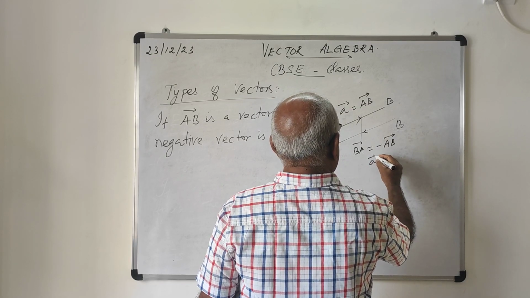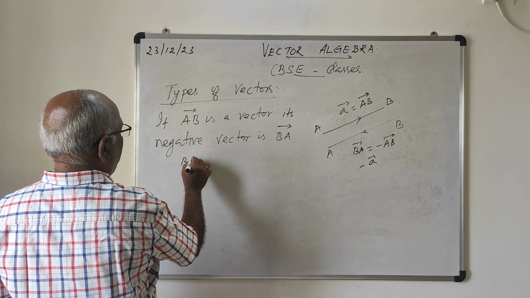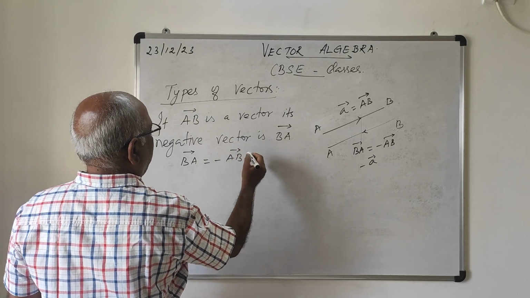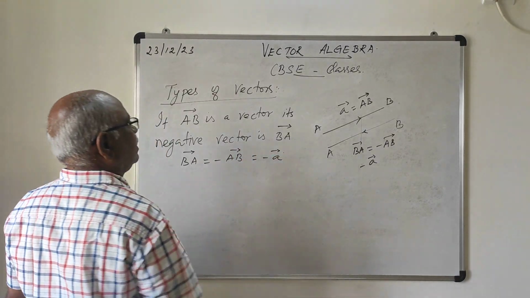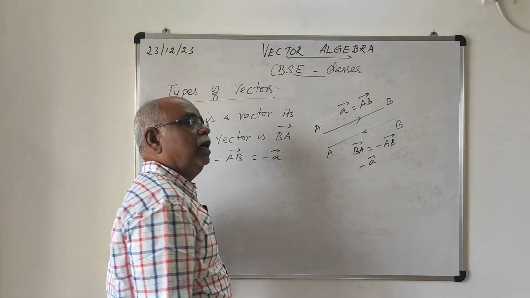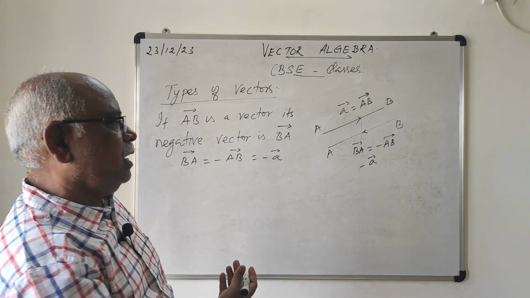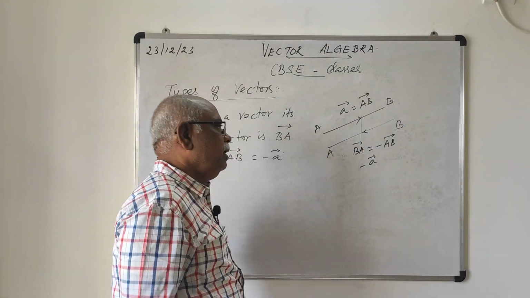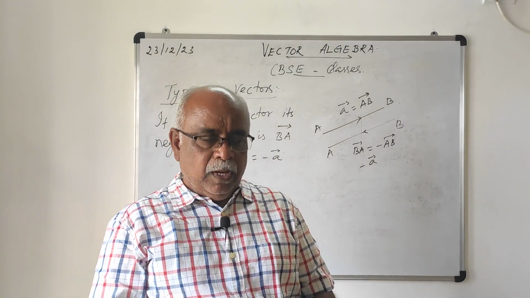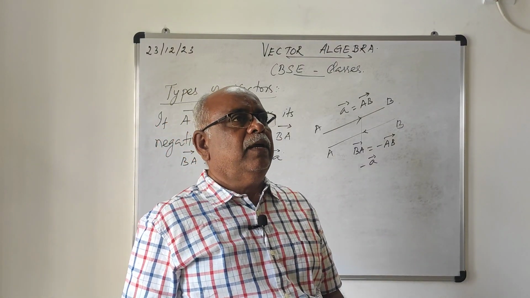This is minus A always. BA vector is the negative vector of AB, or minus A vector. So negative vector means if a vector is given by direction AB, then BA is in the opposite direction. The negative vector has the opposite direction of the given vector AB and is given by the symbol minus A. That's all about the negative vector, and these are the definitions of the vectors we have covered.